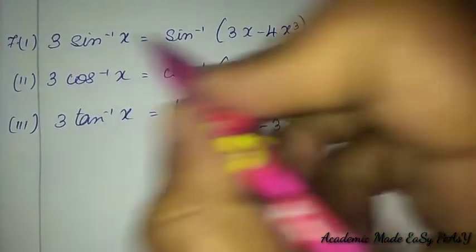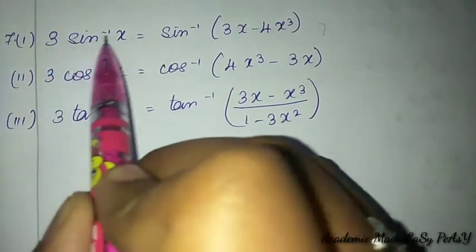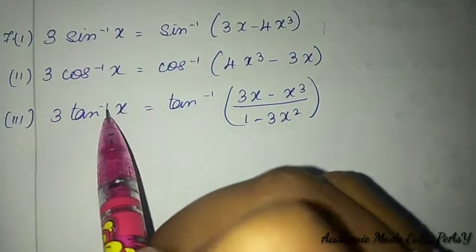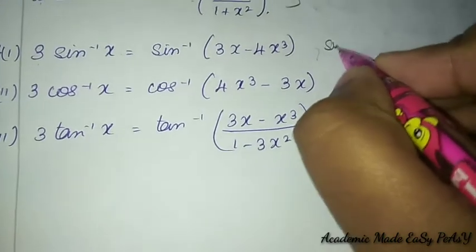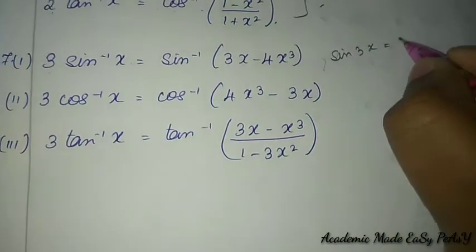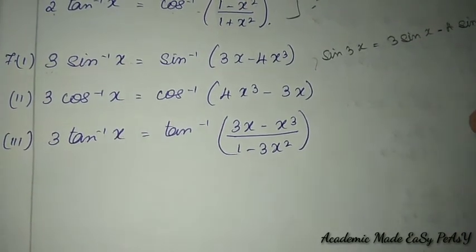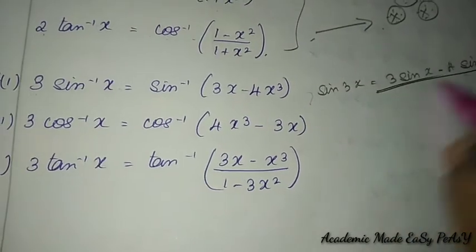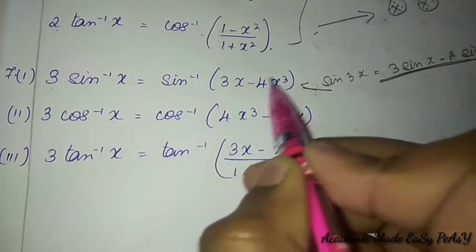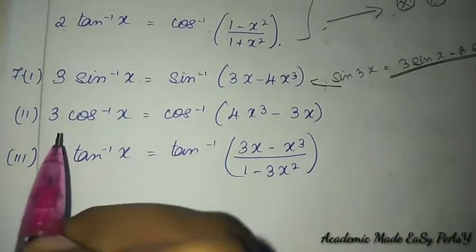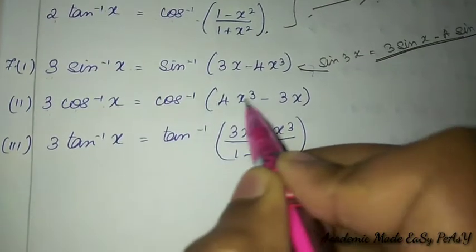Now let's move on to the 7th set of formulas. This will be thrice a function. So here it is 3 sine inverse x, 3 cos inverse x, 3 tan inverse x. So here also we have already learnt sine 3x is equal to 3 sine x minus 4 sine cube x. Now, here also the same thing is given, only sine inverse is taken out. So 3x minus 4x cube. That's it. So next one will be 3 cos inverse x is equal to cos inverse of 4x cube minus 3x.